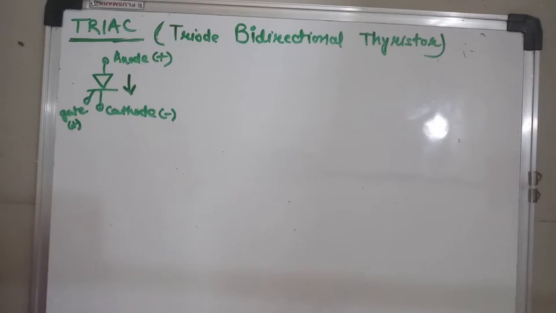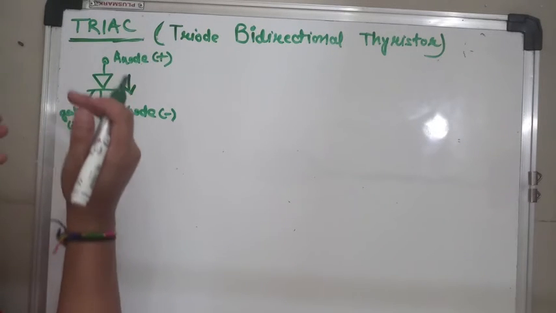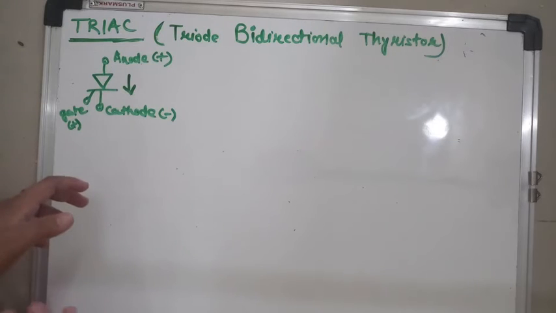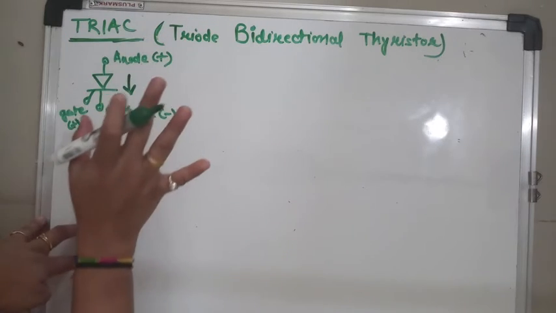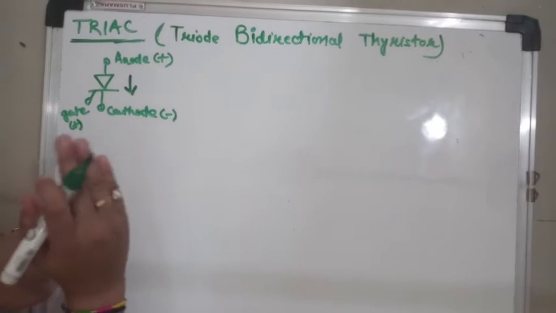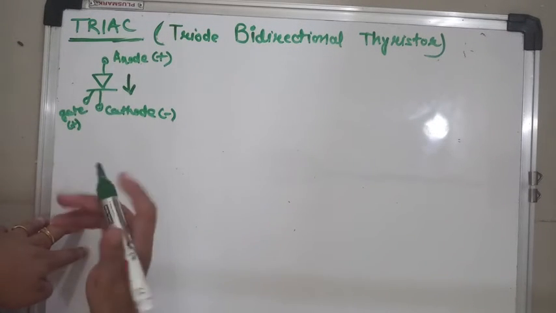So that is the SCR. It is a unidirectional device, meaning it allows the flow of current from anode to cathode only, in one direction. So what is the major drawback of the SCR? SCR can be used to control a DC load, but when you use the SCR to control an AC load, then what happens?